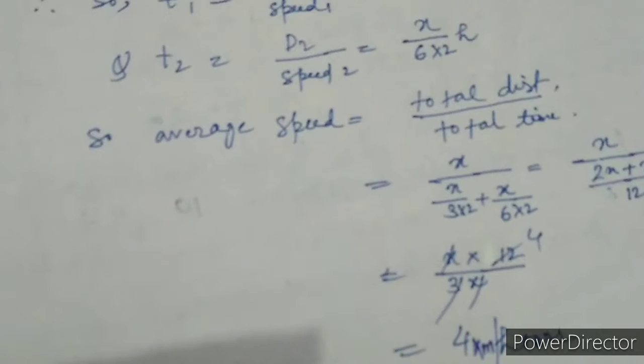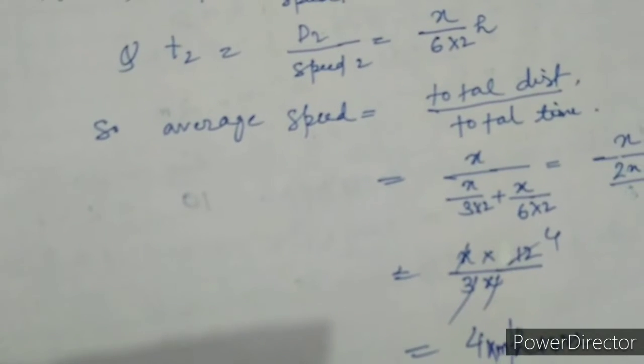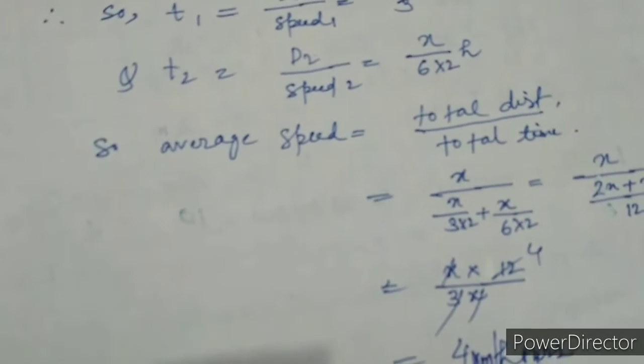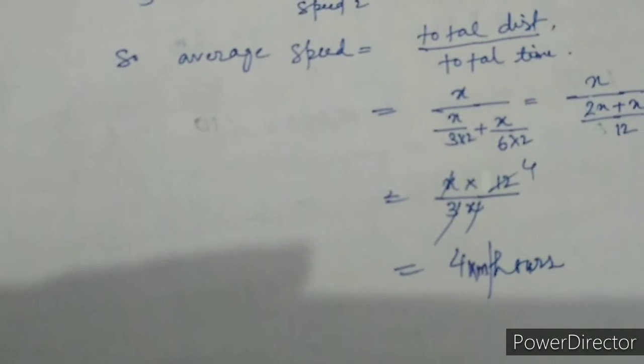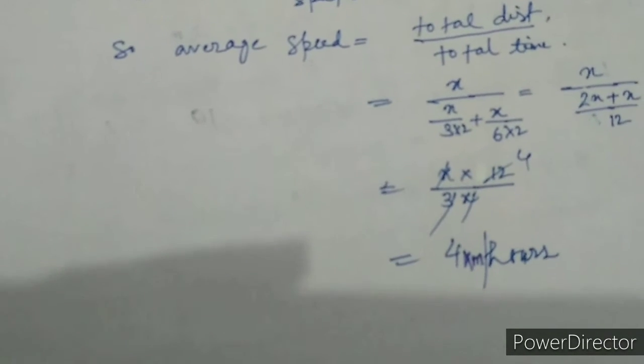Since it is average speed, its unit will be kilometer per hour. By mistake, in the PDF I have sent you, I have written only hours, so it will be kilometer per hour, because it is average speed, so the speed must be in kilometer per hour. Understood? Okay, so this is question number 6.